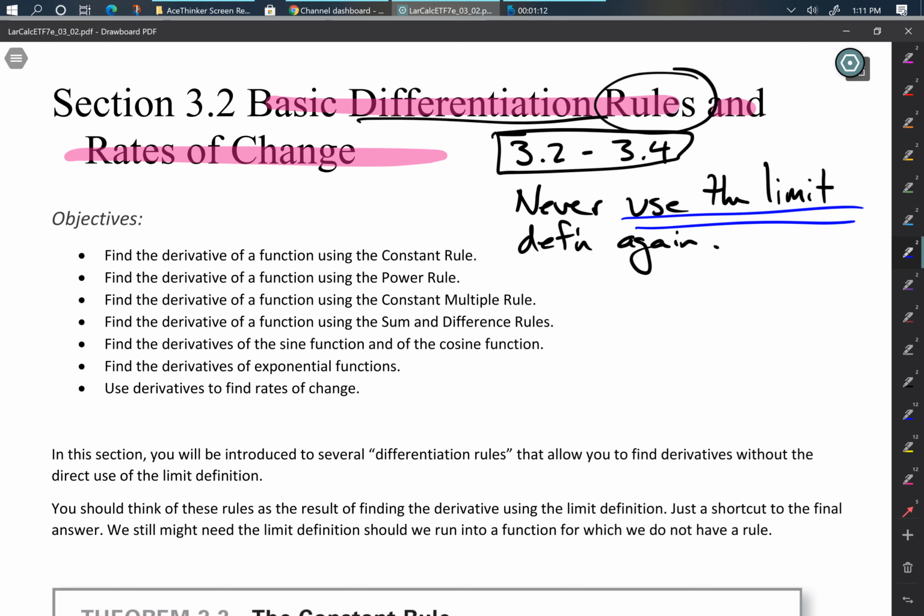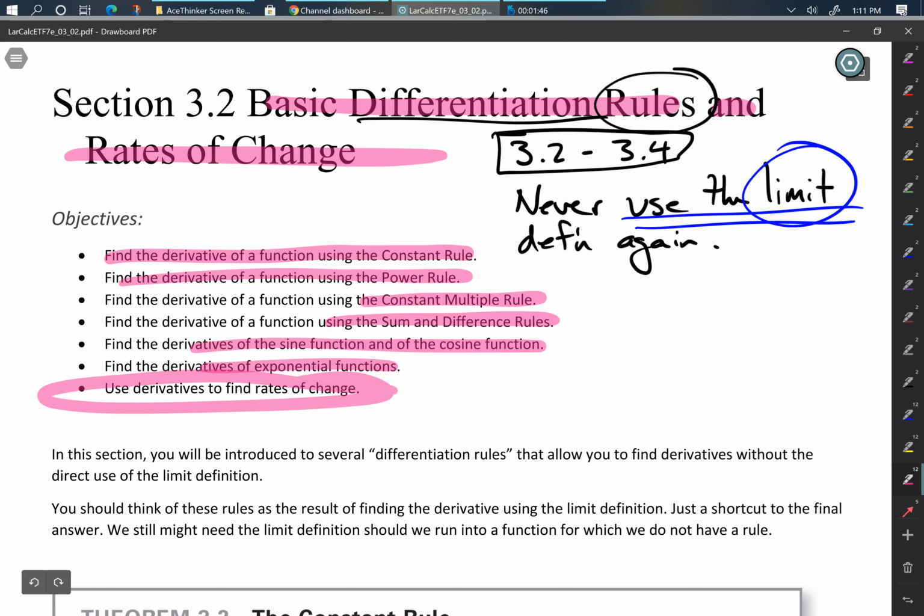Here's the problem, though. We have to memorize a bunch of rules, because if your job is to take the derivative of a function, and you do not have a rule for the derivative of that function, how are you going to take that derivative? You'll have to use the limit. And I don't want to use the limit. So in this section, we're going to take a look at finding the derivative of a function using the constant rule, power rule, constant multiple rule, sum and difference rules, sine and cosine functions, exponentials, and then we'll take a look at some applications. That's a lot because it's a big section.